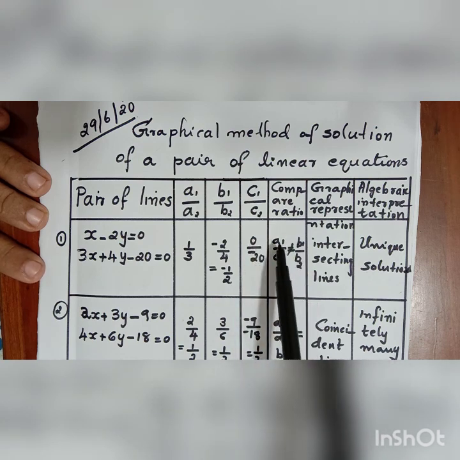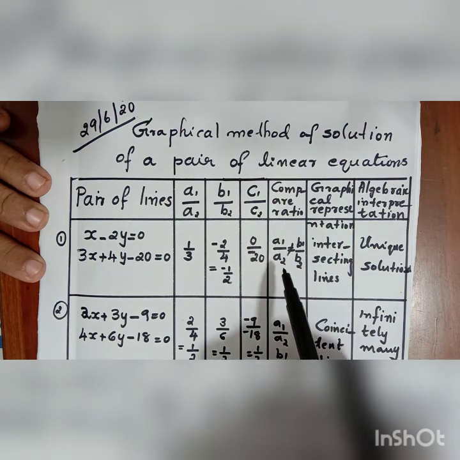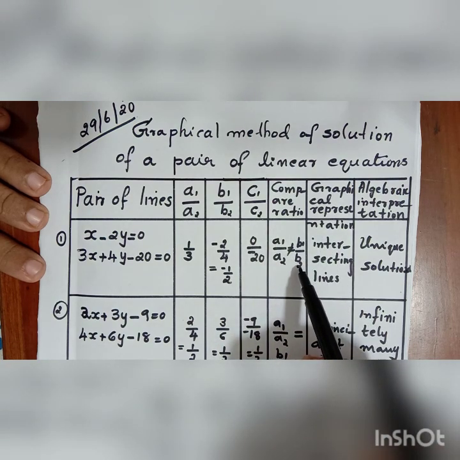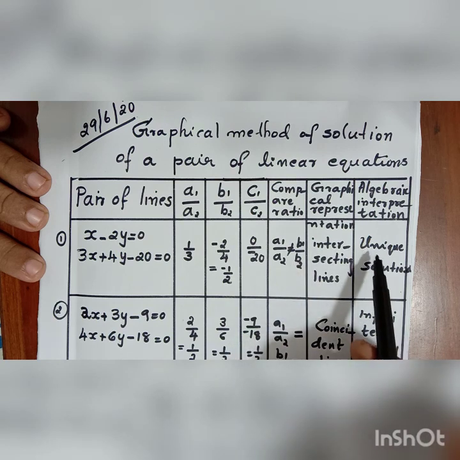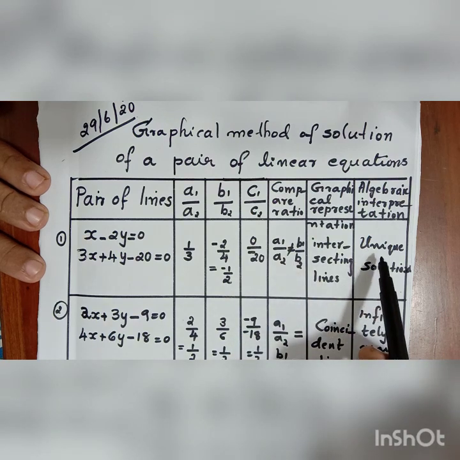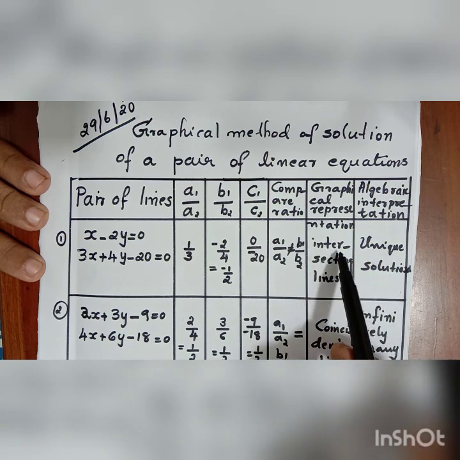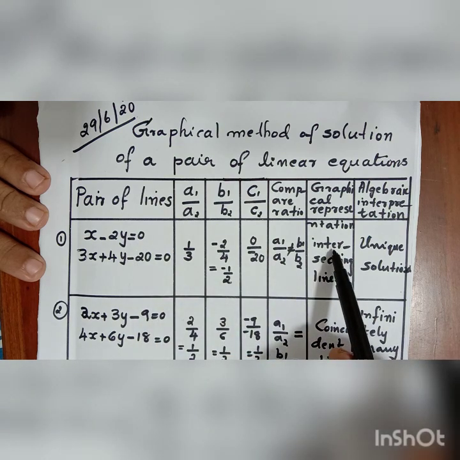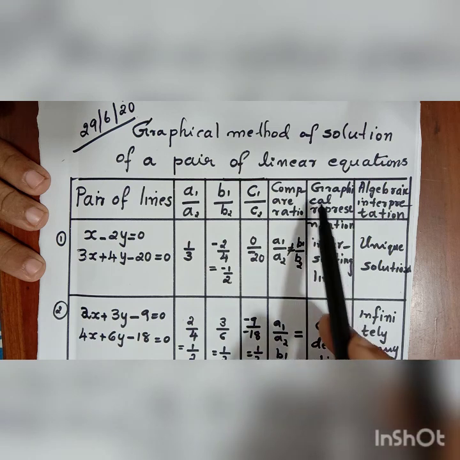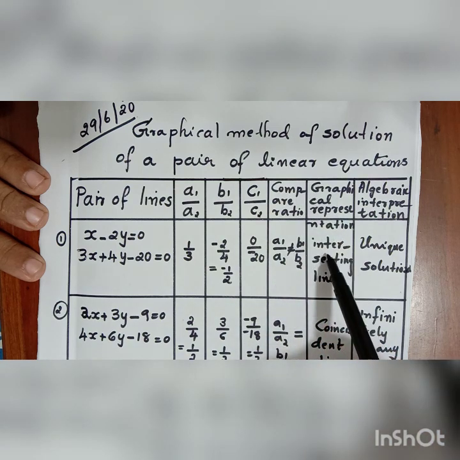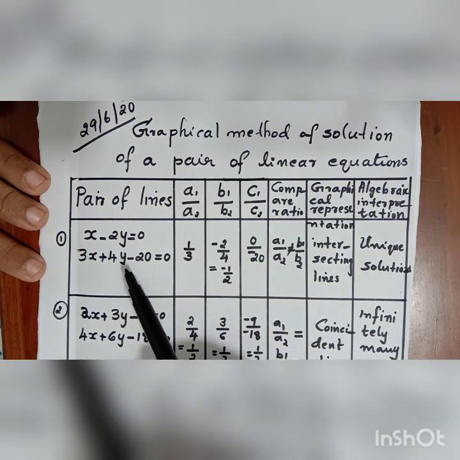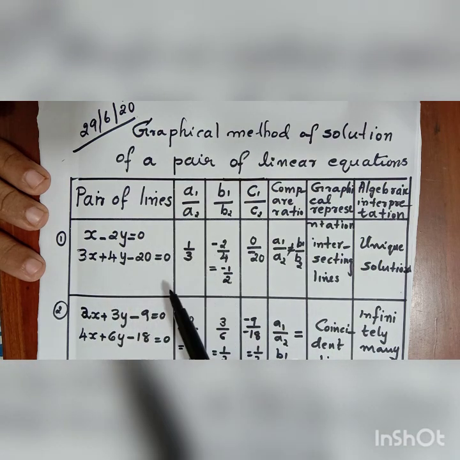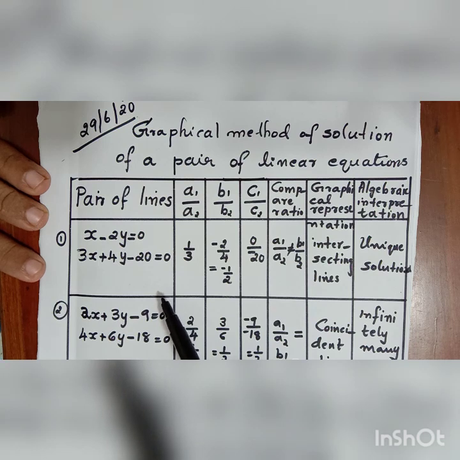So this condition is familiar to you, that is A1 by A2 not equal to B1 by B2. In that case, we have a unique solution. That means we have one solution. In case of a graph, when we draw the graph of these two equations, you will be getting intersecting lines. That is the graphical representation. You will get two lines intersecting each other. That intersecting point is called the solution.